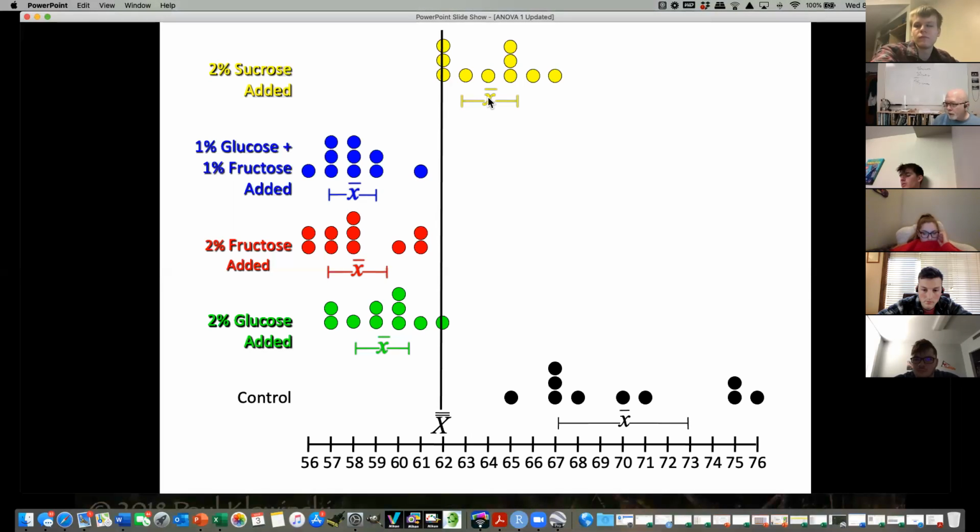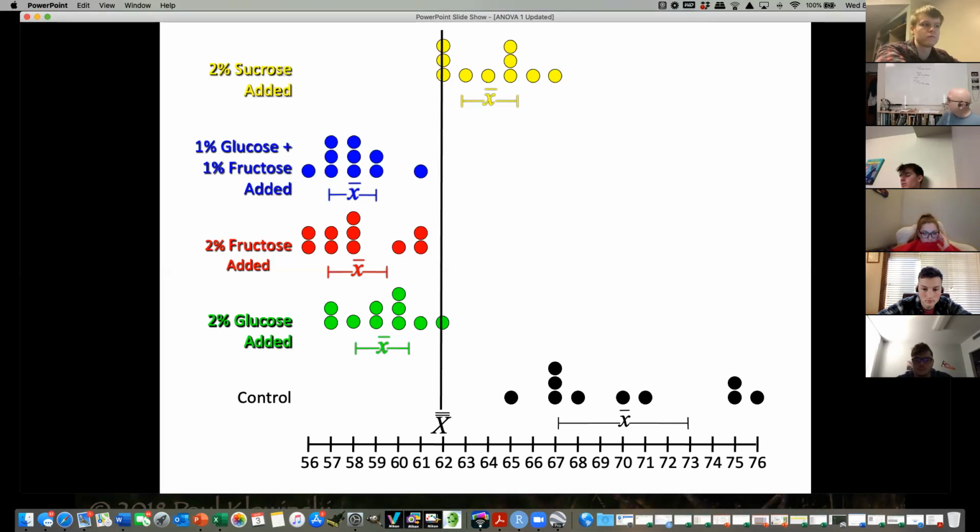So that's one form of variation. That's the among sample variation. But then there's also variation within the 2% sucrose, within the 1% glucose, 1% fructose, within the 2% fructose, within the 2% glucose, and within the control. That's another form of variation. And that's all the variation that there is to be had. And that's what the sums of squares total is.